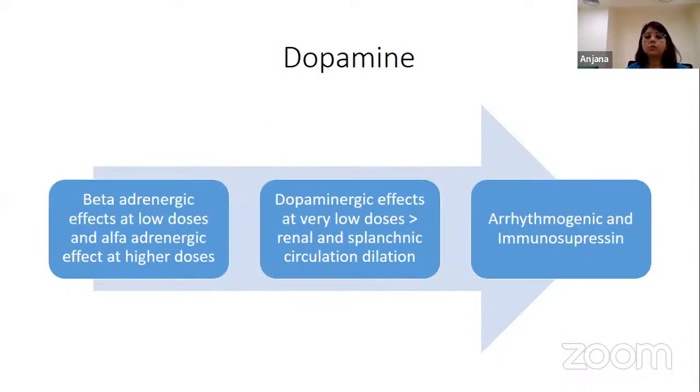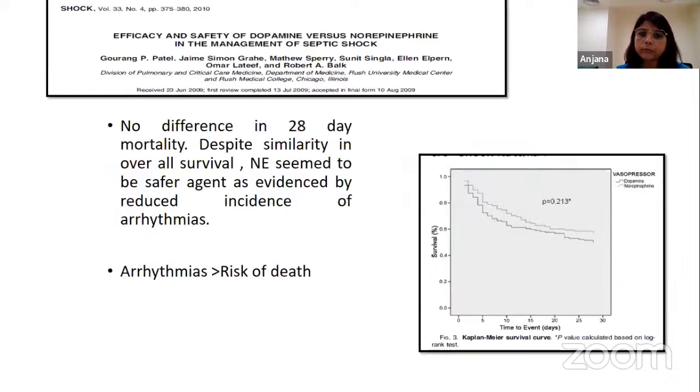Next is dopamine, which is no longer used, except for spinal shock, where sometimes we use it. Otherwise, now we don't use it that much. It has a beta adrenergic effect at low doses and alpha adrenergic effect at higher doses. At very low doses, it was believed that it improves the renal and splanchnic circulation and renal function, but studies have not shown any benefit with that or any outcomes, primary or secondary. In fact, it is arrhythmogenic and immunosuppressive, affecting the prolactin release and all those things.